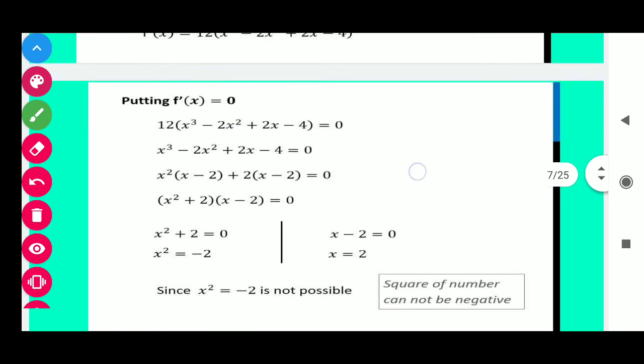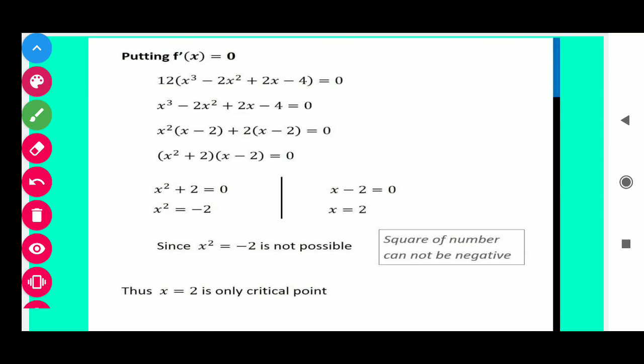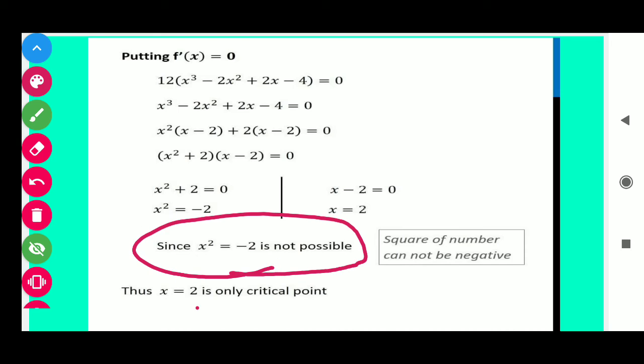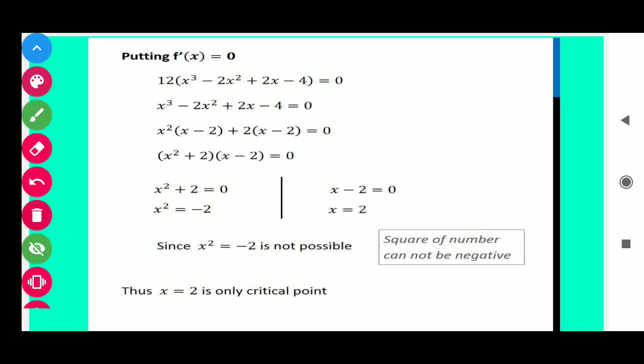If we solve x square plus 2, then we get x square equals minus 2, which is not possible because it doesn't give real values. As you can see, the square root of minus 1 equals iota, which gives imaginary values. So students, in this way we get only one point. x equals 2 is the critical point.